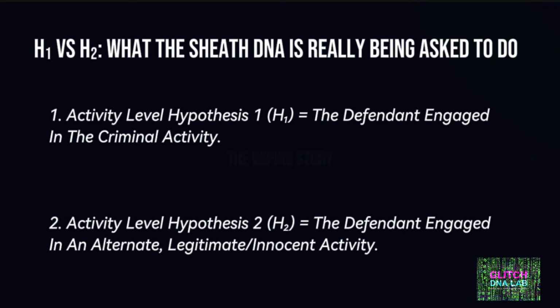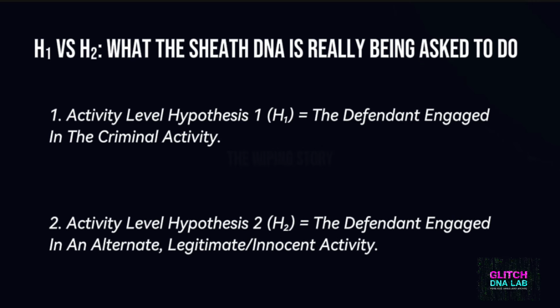What usually happens is this. The DNA could be his. Quietly turns into he was there at the crime doing the crime. That jump from could be his to he did it, that's an activity level error.